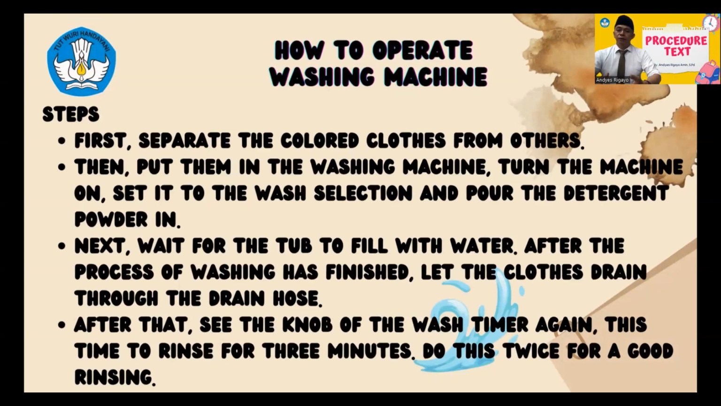Next, wait for the tub to fill with water. So the process of washing was finished. Let the clothes drain through the drain hose. After that, set the timer again. How to operate washing machine.